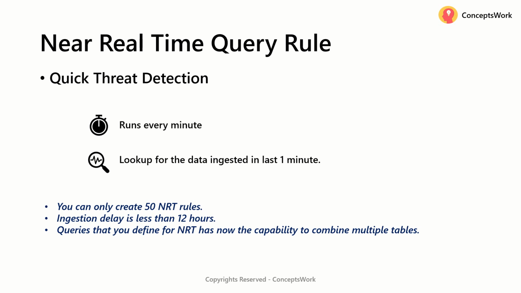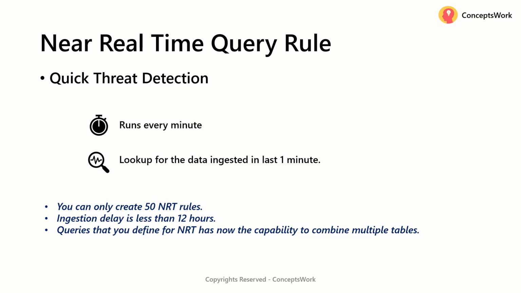Now, when this feature was launched a couple of years back, or let's say with Sentinel itself, the ability to combine multiple tables was not available. However, recently, the ability to combine data from multiple sources is also available. So I can have a rule written where I'm querying multiple data sources and getting a result which is a combination of multiple tables. And based on that result, I can go ahead and create an NRT rule.